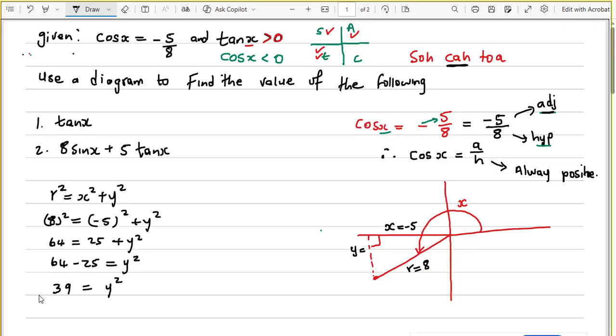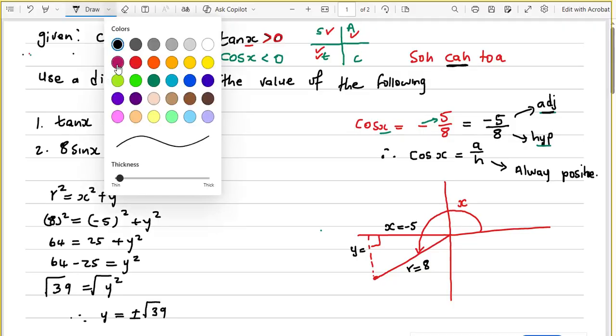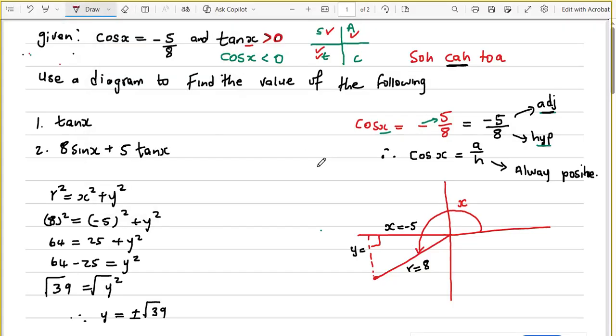And then what I'm going to do, I'm going to square root both sides to get rid of that square. Therefore, y is equal to plus or minus the root of 39. Now, this is where you decide if your y is positive or if your y is negative. I think you know how we choose that.